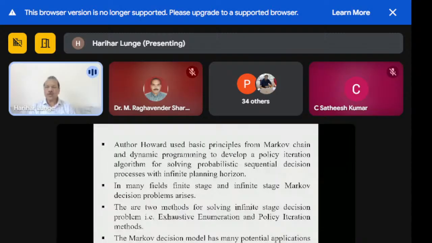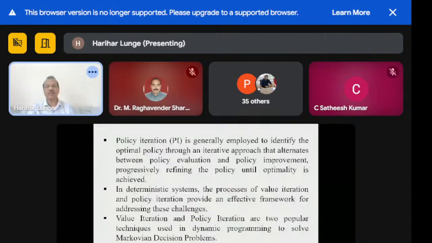And there are two methods for solving the infinite stage decision problem: the exhaustive enumeration method and the policy iteration method. Here in this discussion, I will discuss the policy iteration method which was developed by Howard. The Markov decision problem has many potential applications in marketing, in inventory, in maintenance of machines, in resource allocation, in computer science, and is also more familiar to engineers and OR analysts.